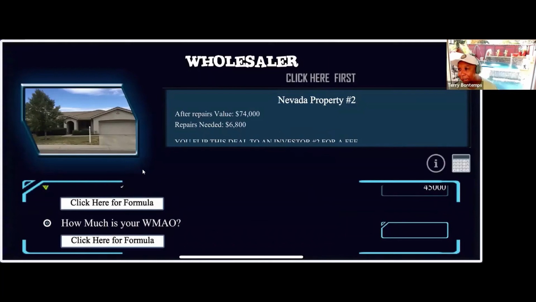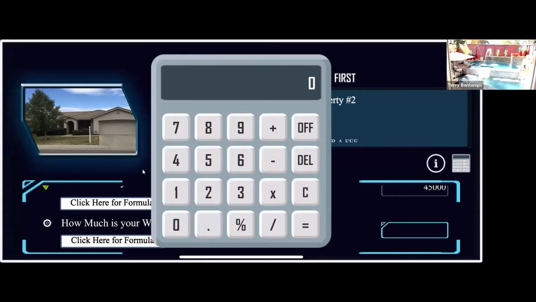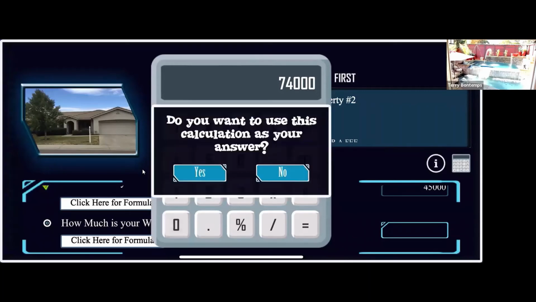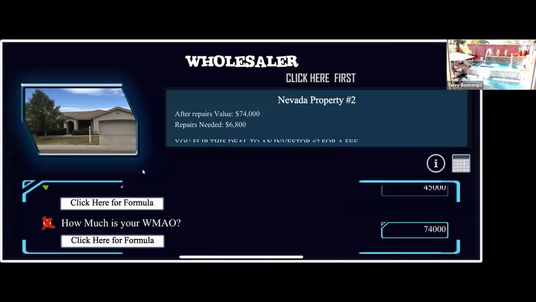Now I got to figure out how much is the WMAO. That's the wholesale maximum allowable offer. And I'm going to get this one wrong on purpose. Now, this formula again is R times 70% minus repairs minus your $5,000. I'm going to walk through it and do it wrong on purpose, you guys, to show you what happens when you do it wrong in my game. I'm just going to put 74,000 in. Do I want to use that answer? Oh my gosh, it's the wrong answer.